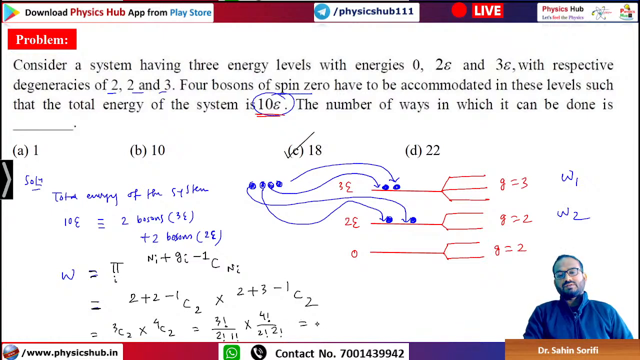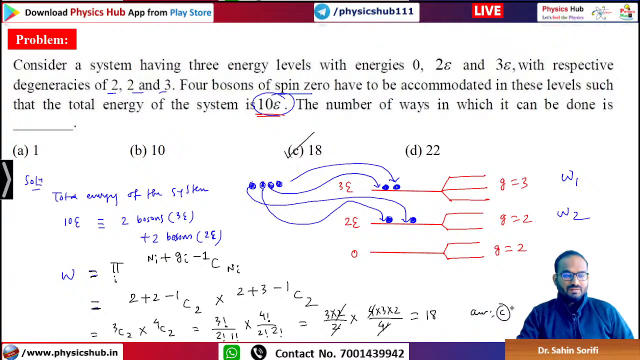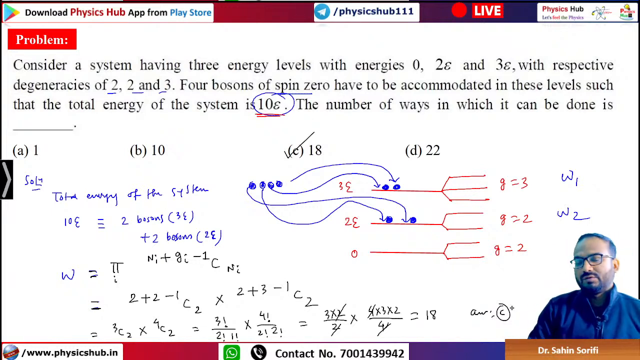So 3 factorial is 3 into 2 divided by 2, and 4 into 3 into 2 divided by 4. So see what is cancelling, what is remaining. 3 into 3, 9 into 2, 18. Understood? I think you will now be able to solve any question you get.